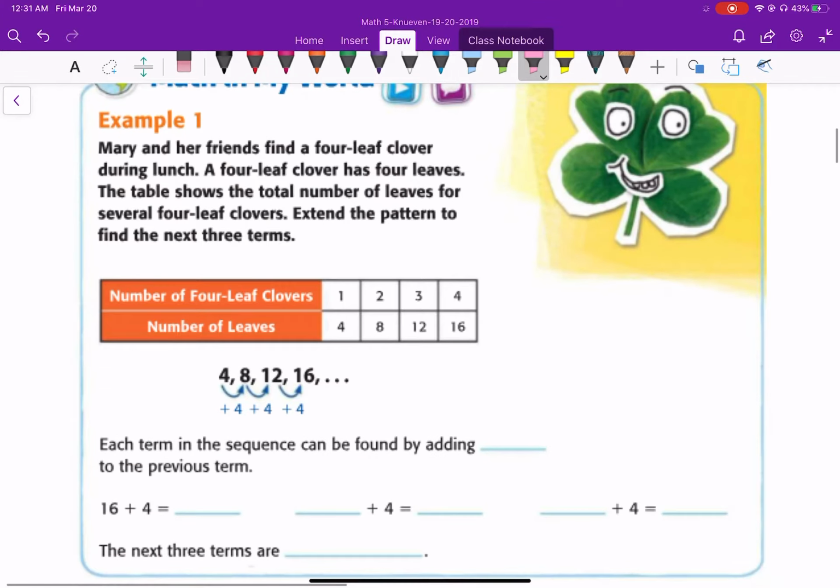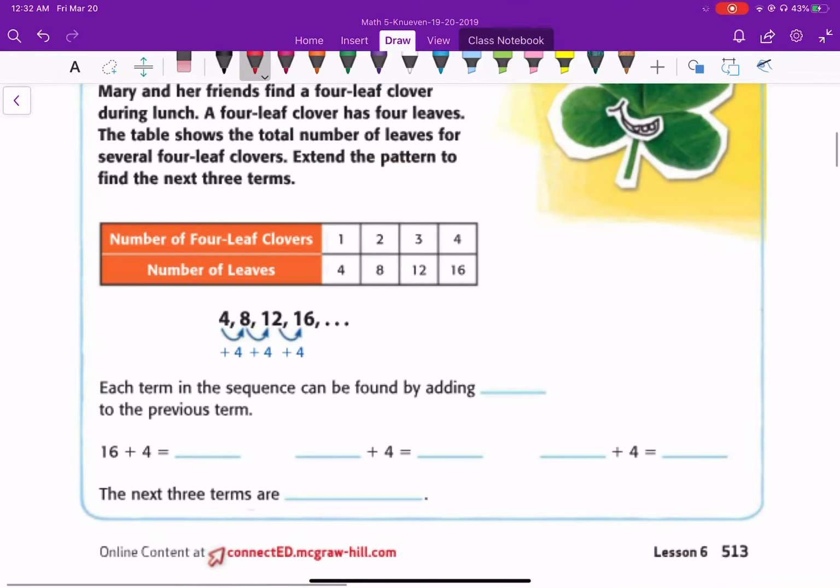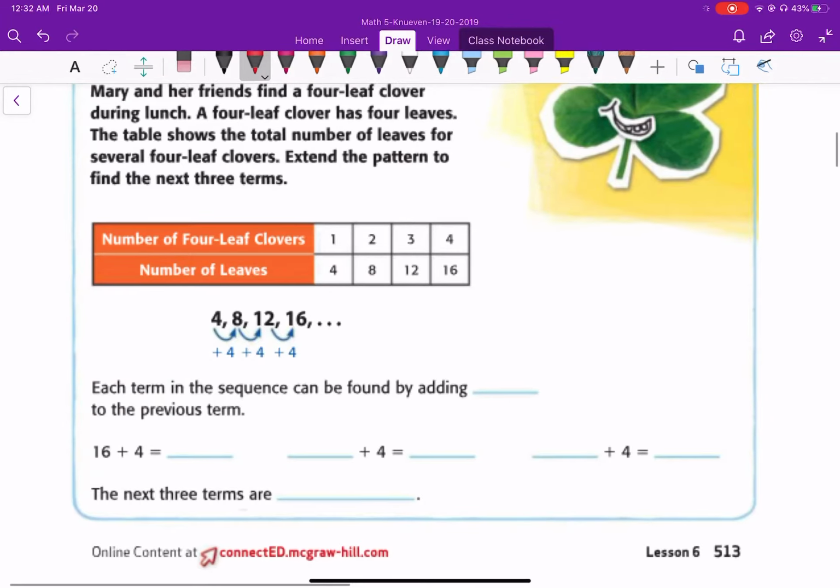So let's look at a couple examples. Mary and her friends find a four-leaf clover during lunch. Oh, how lucky. A four-leaf clover has four leaves. The table shows the total number of leaves for several four-leaf clovers. Extend the pattern to find the next three terms. Well, we first need to identify the sequence. Each term in the sequence can be found by adding 4.